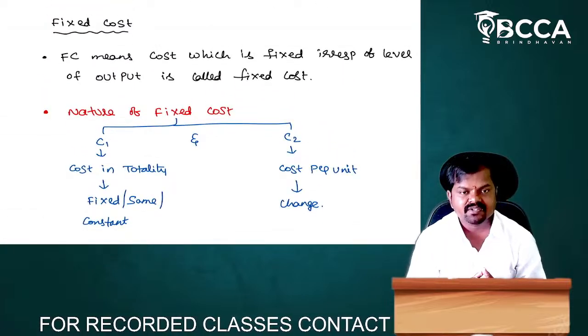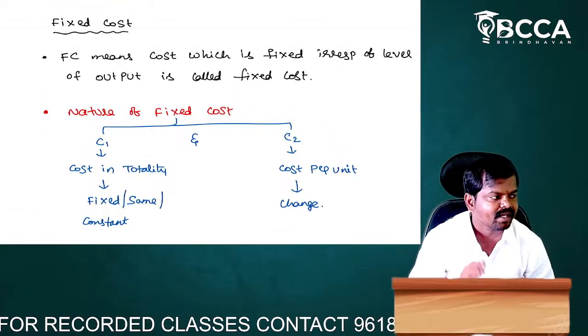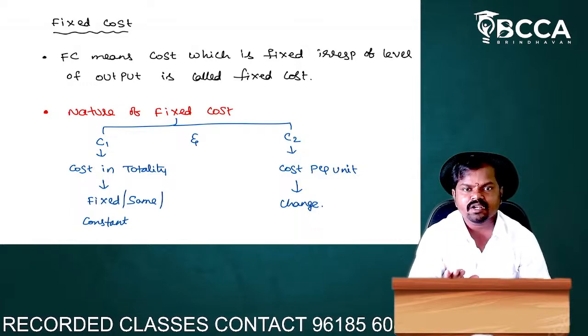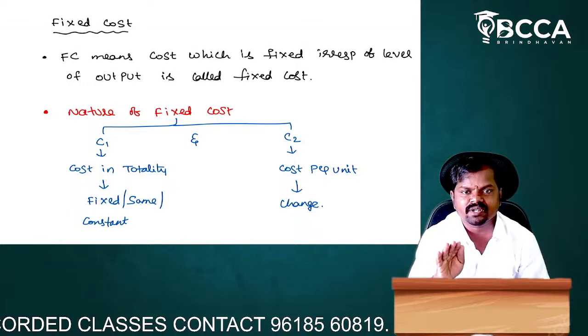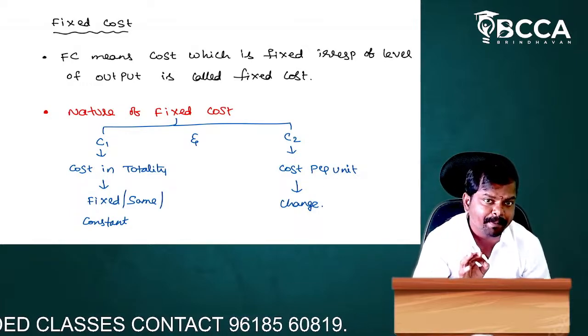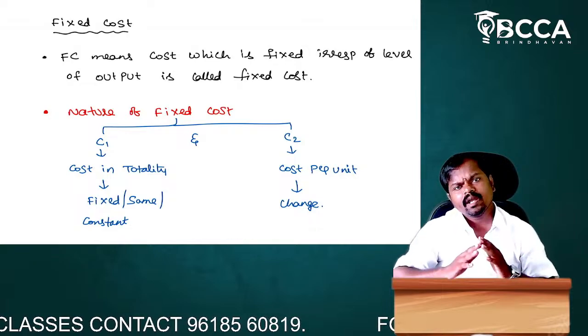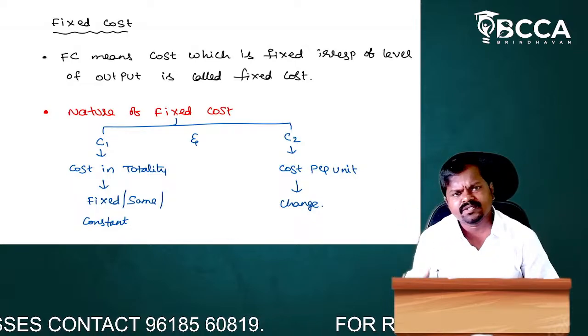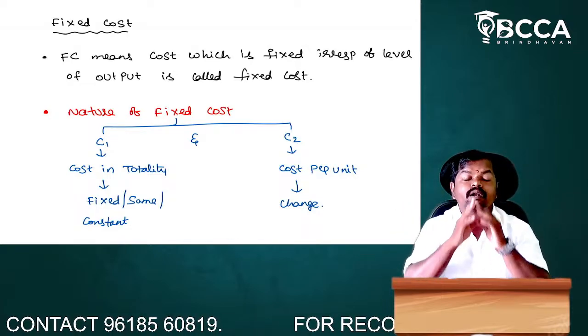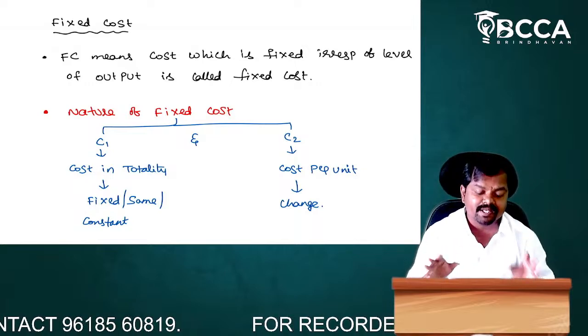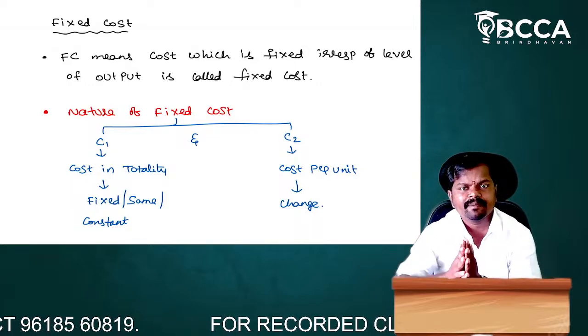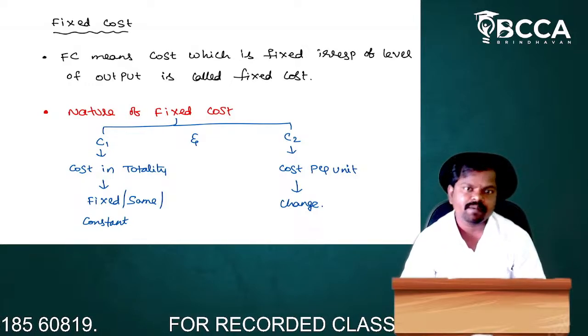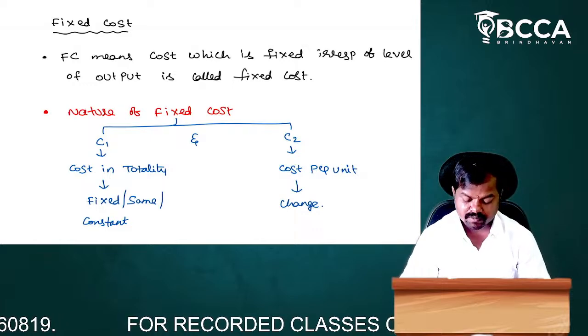What is meant by fixed cost? We discussed in the earlier class itself. Fixed cost means cost will always be constant, irrespective of the level of output. If production is increased or decreased, or production is equal to 0, nothing to worry. In all the cases, such cost will be the same. Such cost shall be referred to as fixed cost.